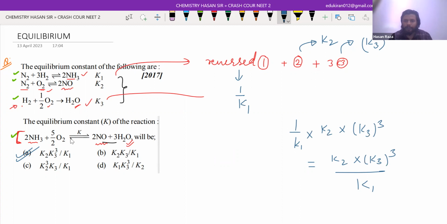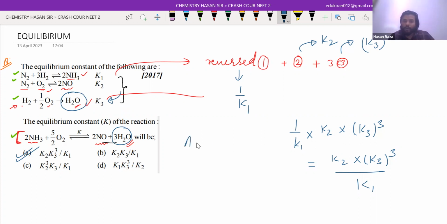Mamuna, Alan, Hanifa, Farhad. Yes. So how did we get K3 raised to power 3 again? See, this is the third equation. In the third equation H2O is 1 mole, but in the final equation it is 3 H2O. How will it become 3 H2O? You have multiplied. That means it has been multiplied by 3.